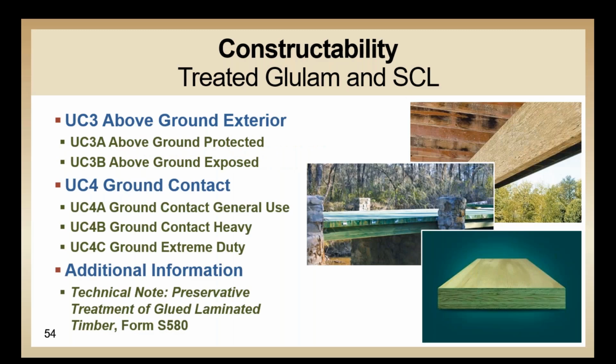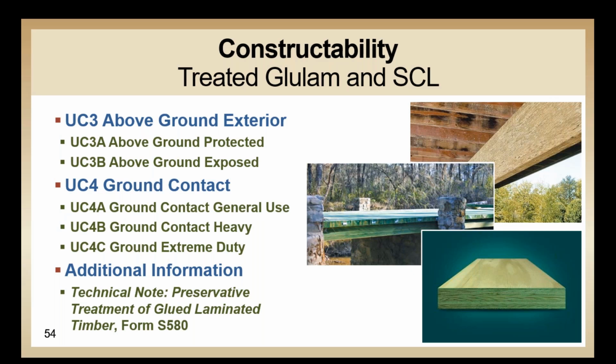Let's take a look at use category 3, which we mentioned was divided into 2 categories: above ground protected and above ground exposed. So that's exposure to rain. And then we'll also look at use category 4, which is divided into 3 categories, as these are the applications where we're going to commonly see treated glulam or SEL specified.